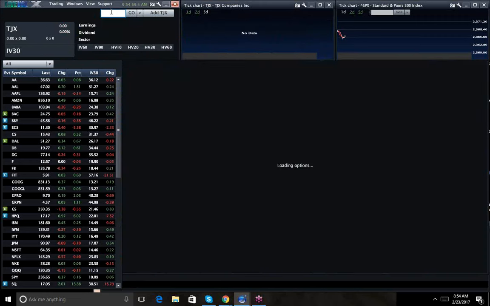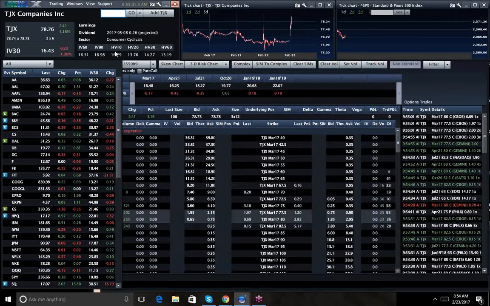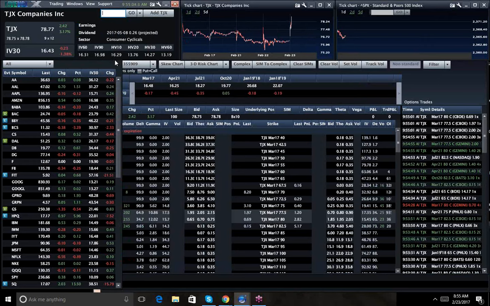TGX reported yesterday and missed. But they did announce a big stock buyback and an increase in their dividend, so it's moving.